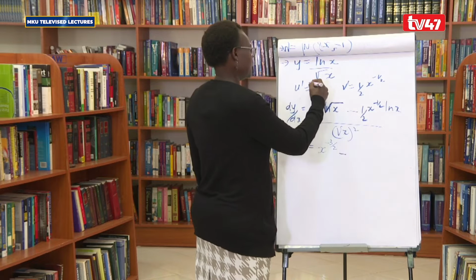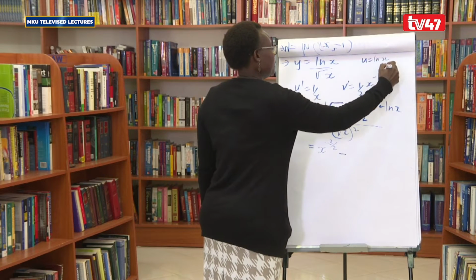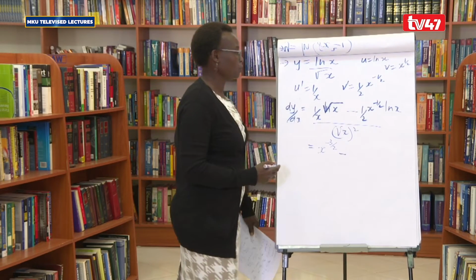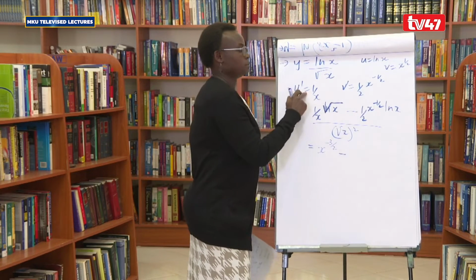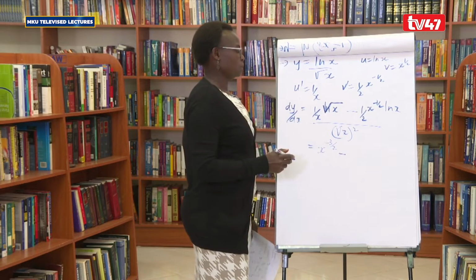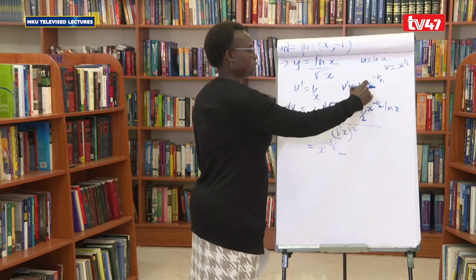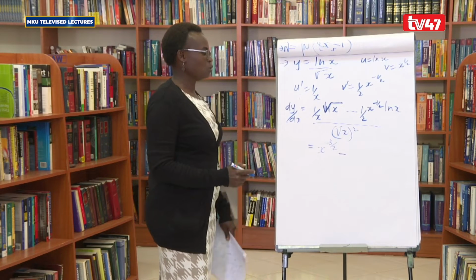So what I didn't write here was u, which is our ln x, and our v, which is x raised to power half. Just to go through the steps again. u bar is going to be the derivative of that, which will give us 1 over x, and then v bar will be the derivative of this, which will give us a half x raised to power negative a half. Then du over dx will be u bar v.